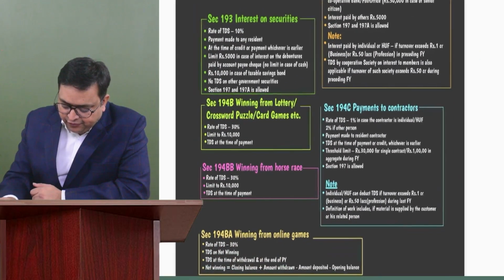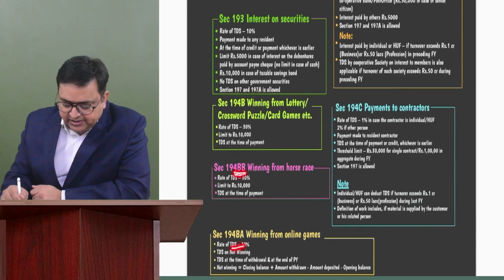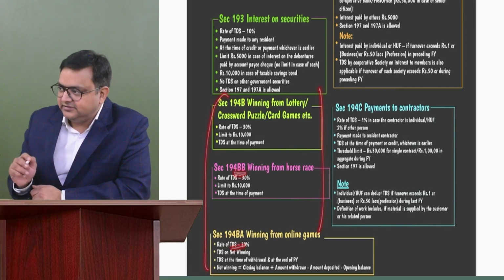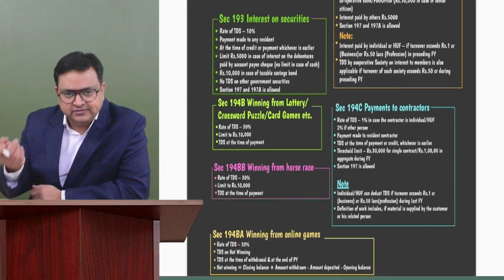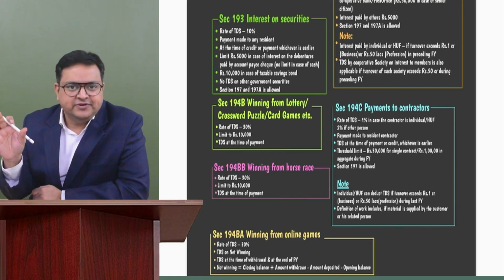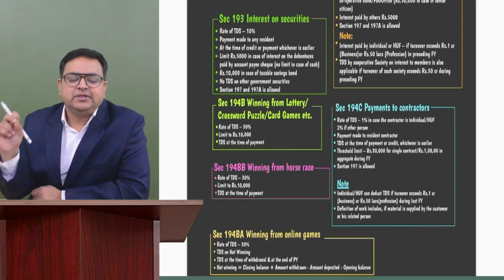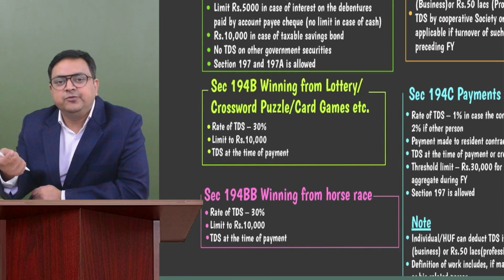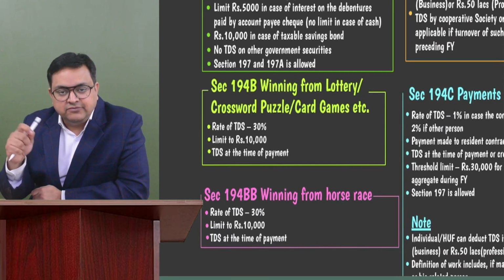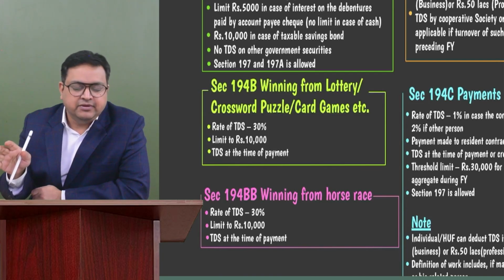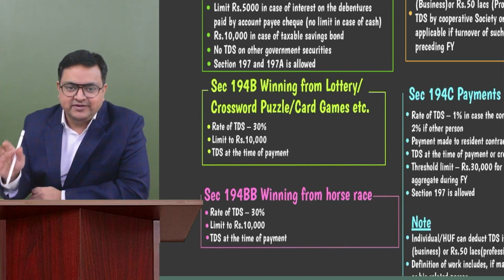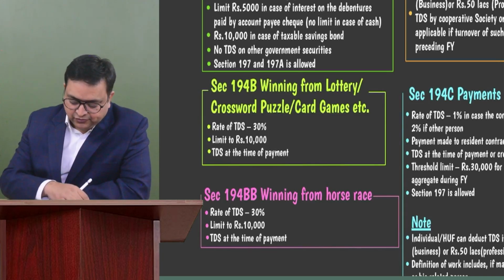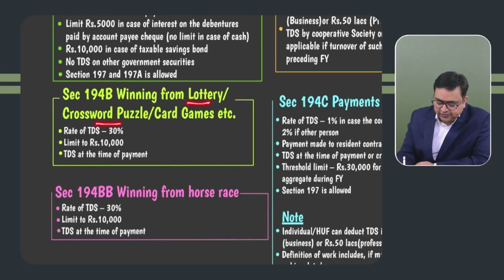194B, 194BA, and 194BB. All three are quite similar sections. 194BA is quite a new section, but almost the similar provisions are there. The rate of TDS would be 30%. So 194B is mainly on casual income. Whenever you win a lottery or any game show, etc., other than online gaming, because for online gaming we have a different section, 194BA. So 194B is winning from lottery, crossword puzzle, card games, or other games other than online gaming. So the rate of TDS would be 30%.